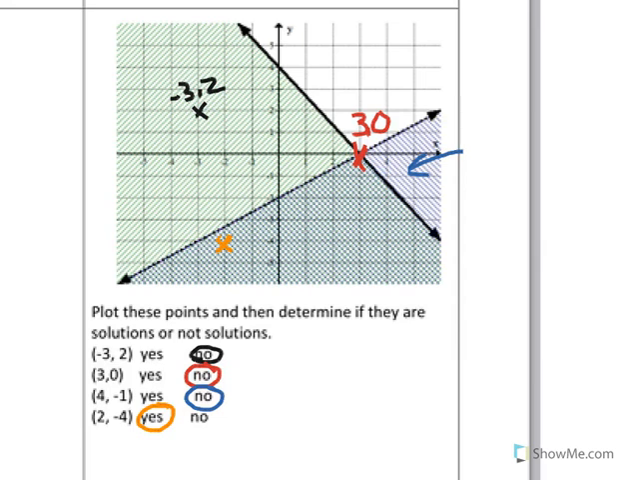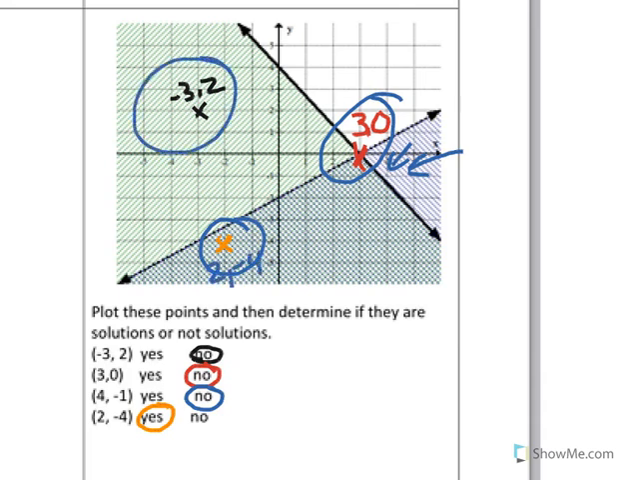I erased it here. It doesn't look to me like it's on the solid line. It looks like it's above the solid line, so I don't think that's a solution, but we'll check it in a minute. Meanwhile, I do want to mention this point. It's not a solution, even though it's on the solid line. It's also on the dotted line, and dotted lines are not solutions. So this one does not work. So the only one is this orange one, which is (2, -4).